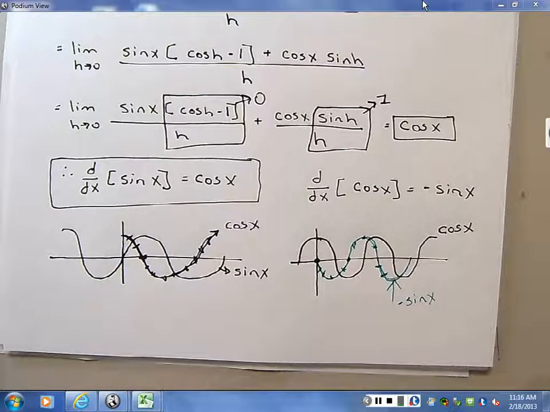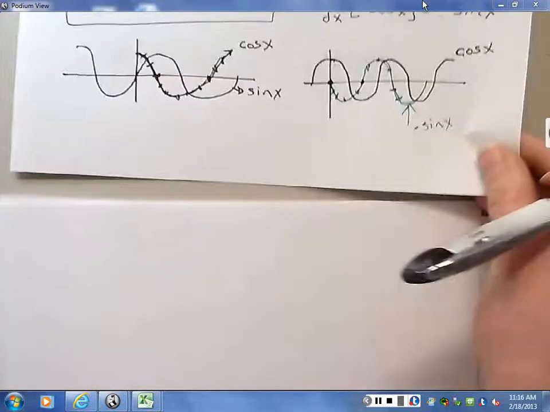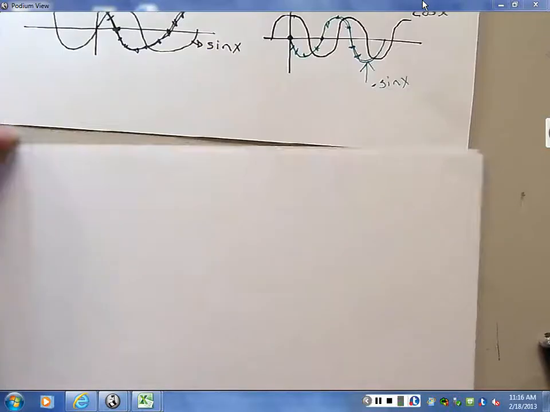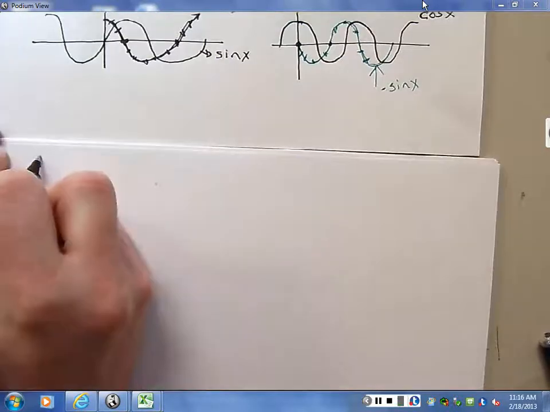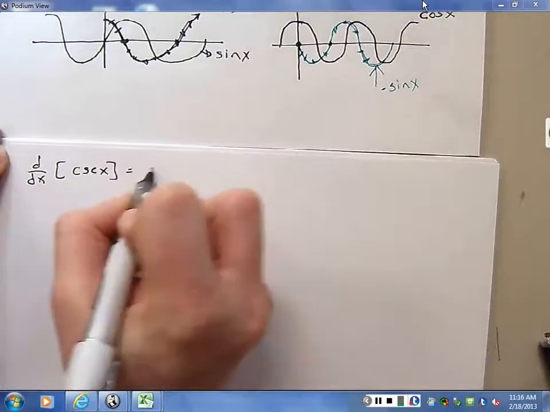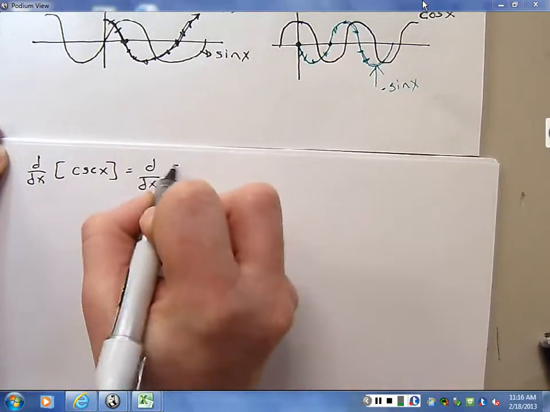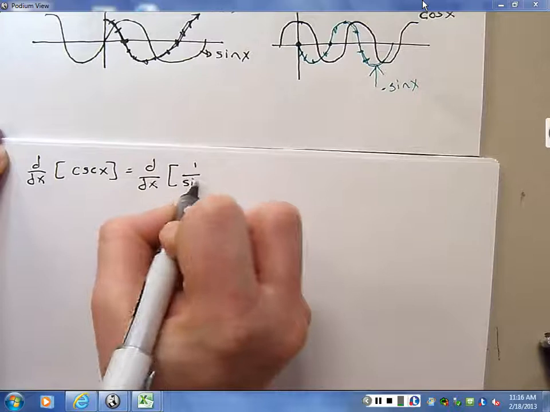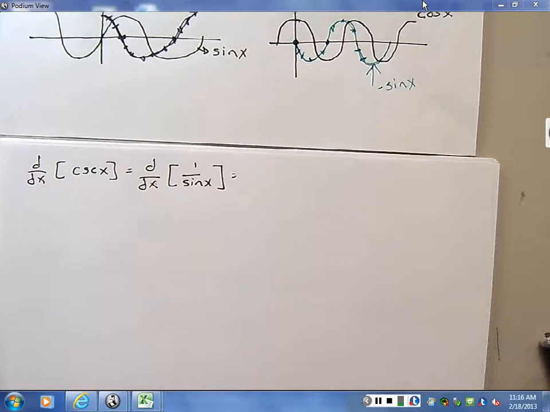So we know the derivative of sine is cosine. Let's look for the derivative of cosecant. So let's say we want to find the derivative with respect to x of cosecant. Well, another way I can write cosecant is 1 over sine, right? So the derivative of 1 over sine using the quotient rule: the derivative of the top, hold the bottom, minus the derivative of the bottom, hold the top, over the bottom squared.